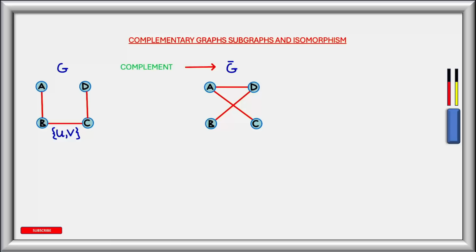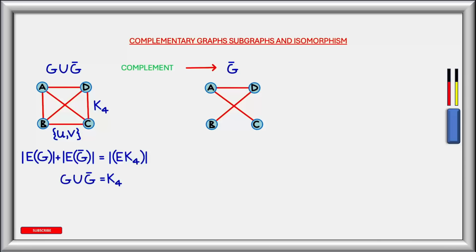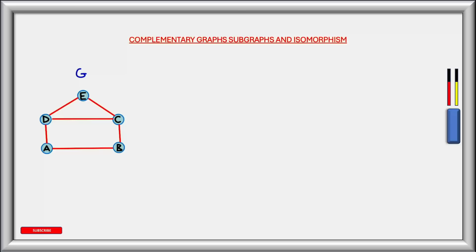Now let's check to see if we did this right. If we take the new graph G bar and overlay it on top of our original graph G, we should get a complete graph K4. This means that every single possible handshake is accounted for. So the edges in G plus the edges in G bar. And the union of G and G bar is equal to K4. Now that we know how to find the total opposite of a graph, what happens when we don't want the whole graph?